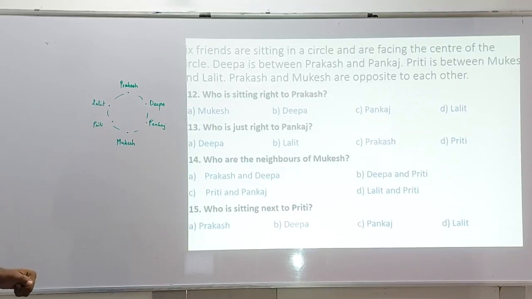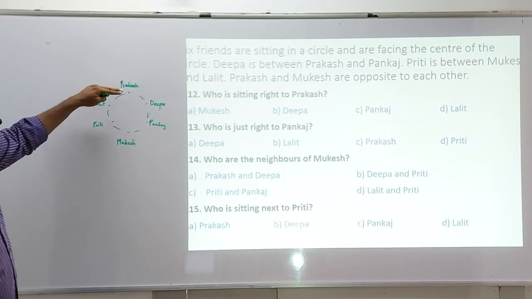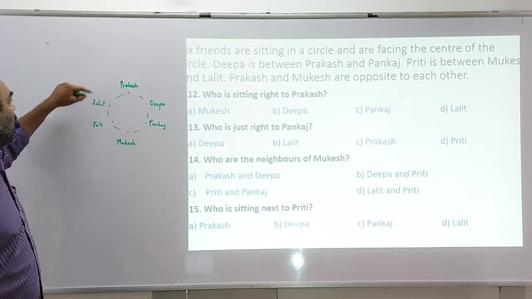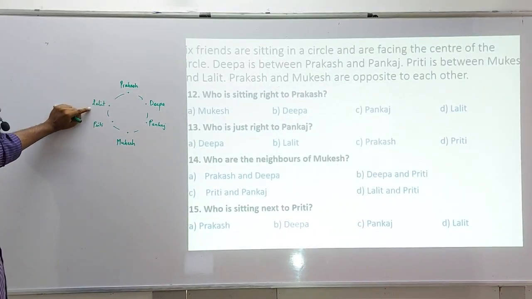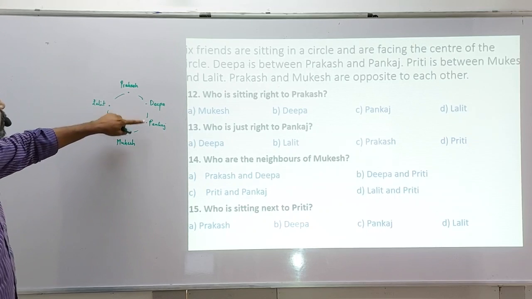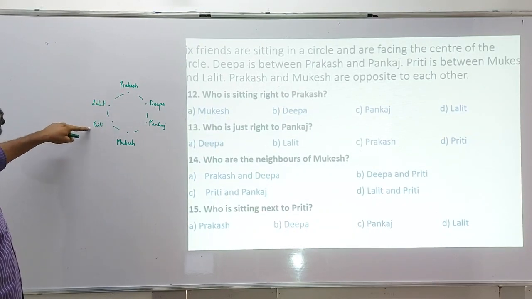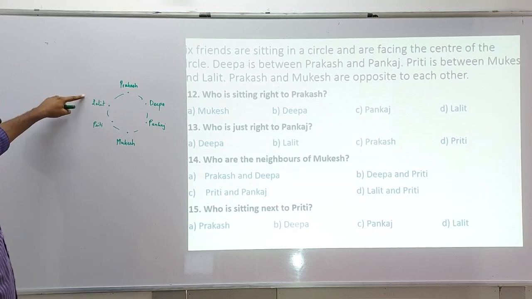Who is sitting to the right of Prakash? So if Prakash is sitting here like this, facing the center, this is the right. To the right of Prakash is Lalit. So the answer should be D, Lalit. Who is just to the right of Pankaj? To the right of Pankaj is Deepa. Now I could put Pankaj here and Deepa here. Do you remember?